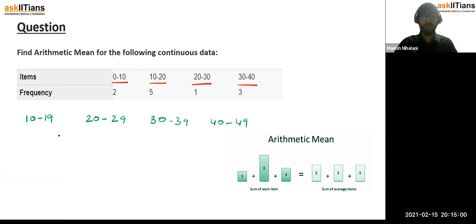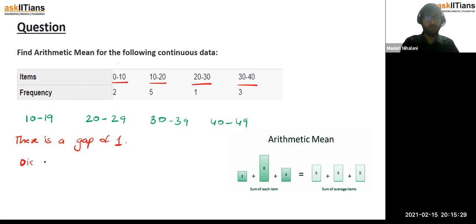Let's see. Why are we saying that it is not continuous? This one ends at 19 and the next starts at 20, so there is a gap of 1. If there is a gap of 1, distribute 0.5 to the previous class and 0.5 to the preceding class.